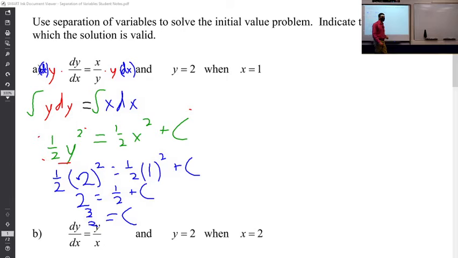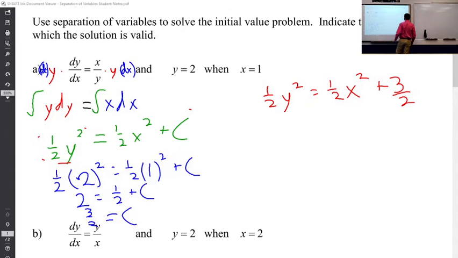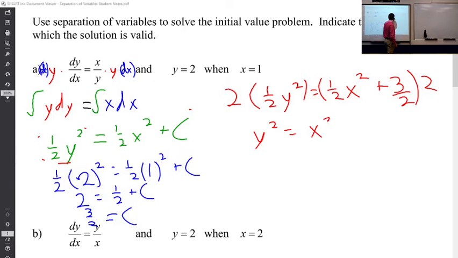And so when we follow along here, we have 1/2 y squared equals 1/2 x squared, and then we said plus 3/2. And now I solve for y. I'm going to solve for y the same way I did earlier. I'm going to multiply by 2 on both sides, and all the halves go away. And I have y squared equals x squared plus 3.